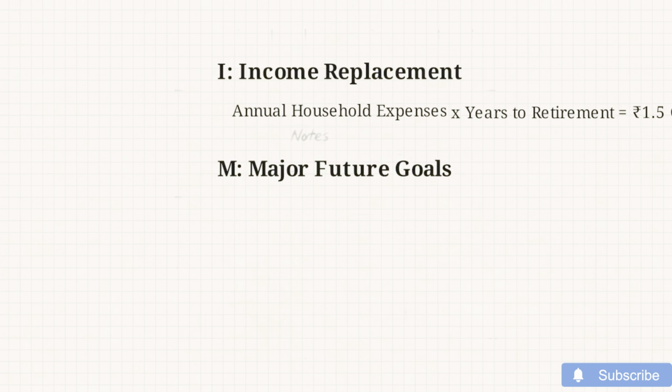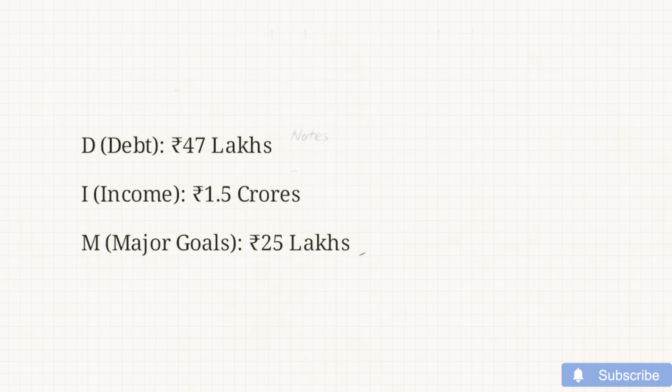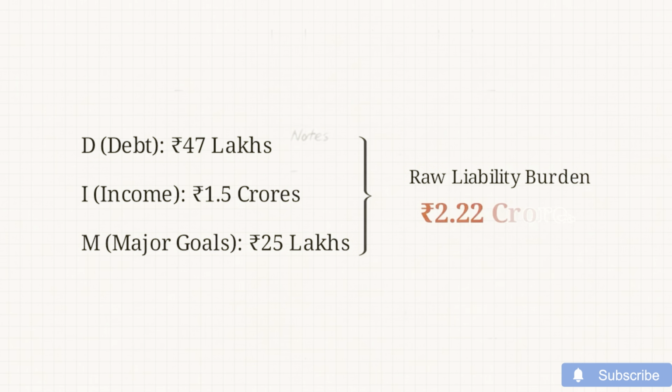M stands for major future goals. These are the large one-time expenses you want to secure for your kids, like 15 lakhs for higher education and 10 lakhs for a future wedding. That puts 25 lakhs on the board. Add your debt, income replacement, and major goals together. In our example, we're looking at a raw liability burden of 2.22 crores.